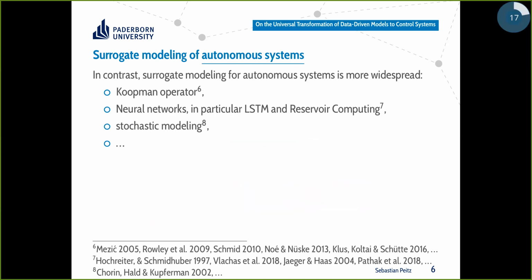And if you look at autonomous systems on the other side, this is much more general and I would say more advanced. So there's approaches like the Koopman operator. I've listed quite a few papers at the bottom, but there are tons of them. We have neural networks, in particular LSTMs or reservoir computers. There are stochastic modeling approaches like the Mori-Zwanzig framework or others. And the list goes on and on. So there's tons of researchers working in this field, and there are very, very good methods to predict dynamics.